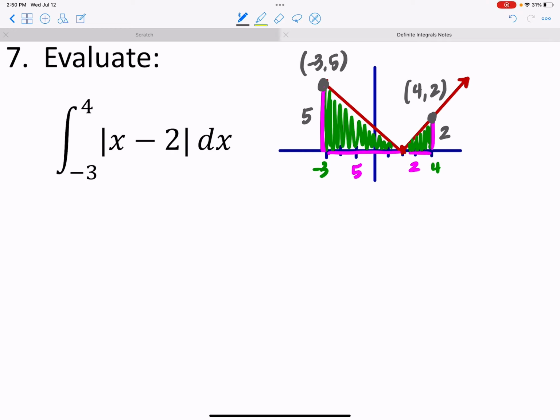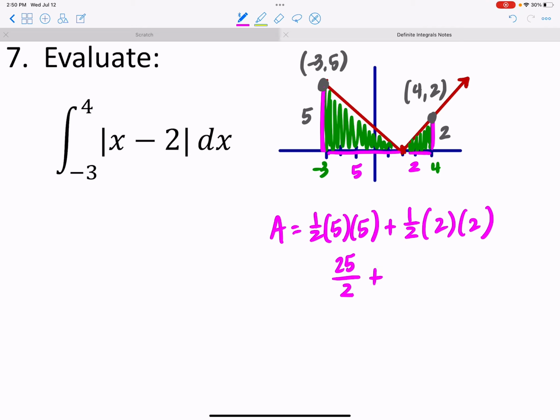So now I have the dimensions of my triangles and I can find my area. So the first triangle is 1/2 times a base of 5 and a height of 5. And then I want to add on the other triangle, 1/2 times the base of 2 and a height of 2. So this is 25 over 2 here. And I know this one reduces, but because I have a fraction and I want that common denominator, I'm going to leave this as 4 over 2 here, right? 4 over 2. And that makes a total of 29 over 2 square units for my area.